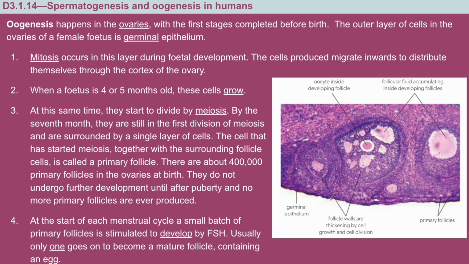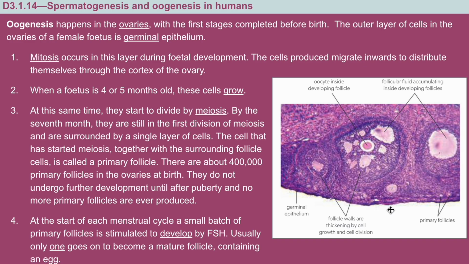Now let's contrast that with oogenesis. This happens in the ovaries. The first stages are completed before birth. The outer layer of cells in the ovaries of the female fetus is the germinal epithelium. So again, we begin with mitosis. Similarly, mitosis has one parent cell becoming 2 identical daughter cells. Those cells migrate inwards to distribute themselves throughout the cortex of the ovary.